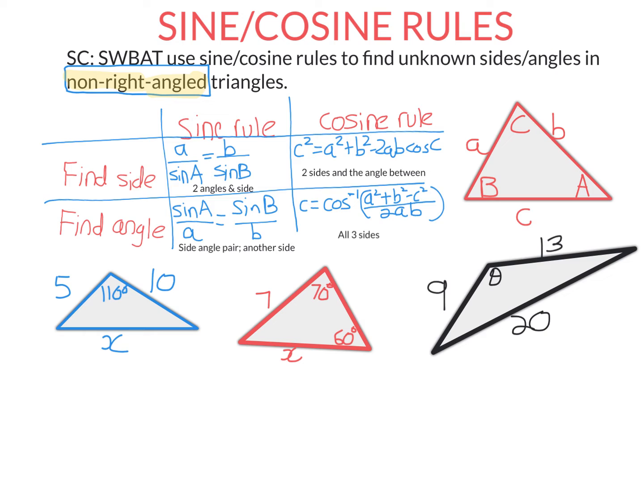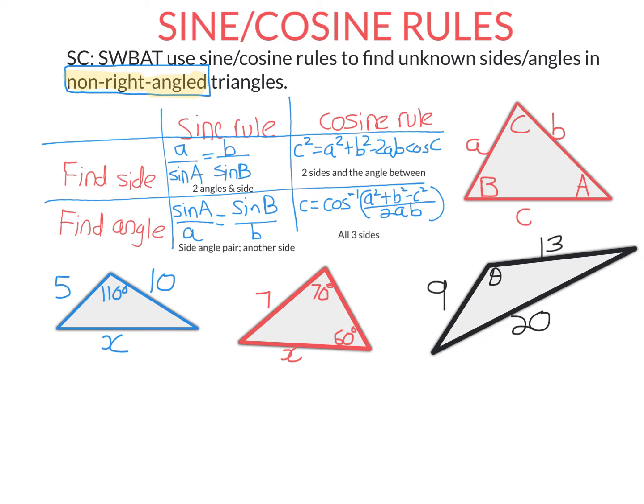In non-right angled triangles, we label our sides and angles slightly differently. We don't call them opposite, hypotenuse, and adjacent. Instead, we label the sides A, B, and C. It doesn't matter which you call A, which you call B, which you call C, as long as side A is opposite angle A, side B is opposite angle B, and side C is opposite angle C. We use capital letters to name angles and small letters to name sides.